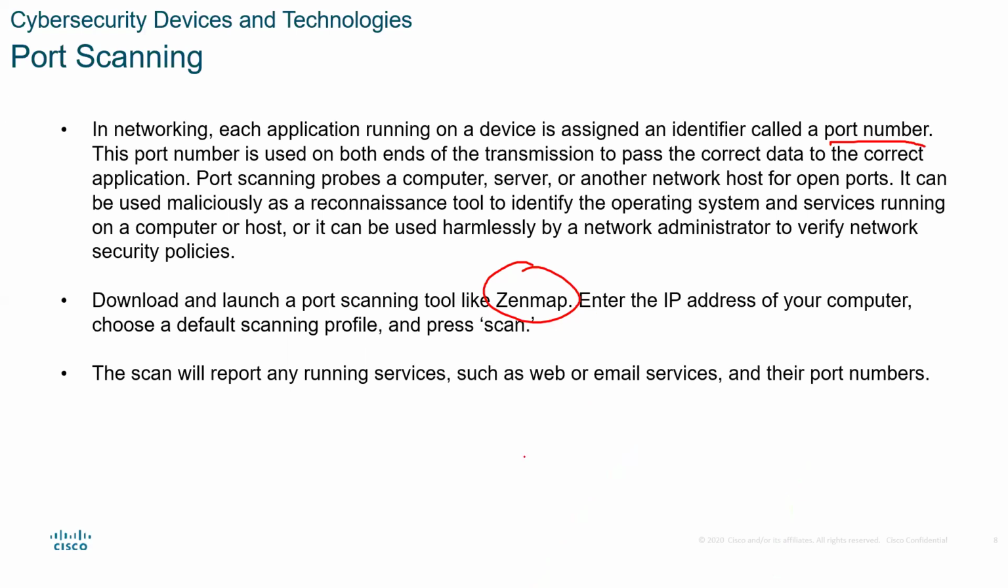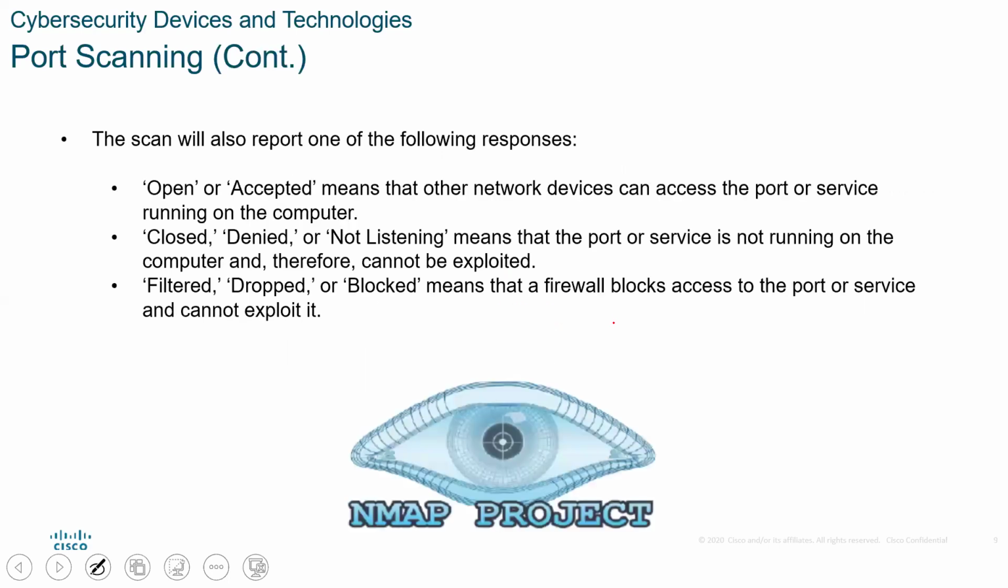So the scan will report any service running, such as your web or email service or other, and their port numbers. Most hackers that want to find out, that's what they use. They use applications like this, the ZMAP. The scan will also report one of the following. It will show you the port that is open or accepted, which means that another network device can access this port.